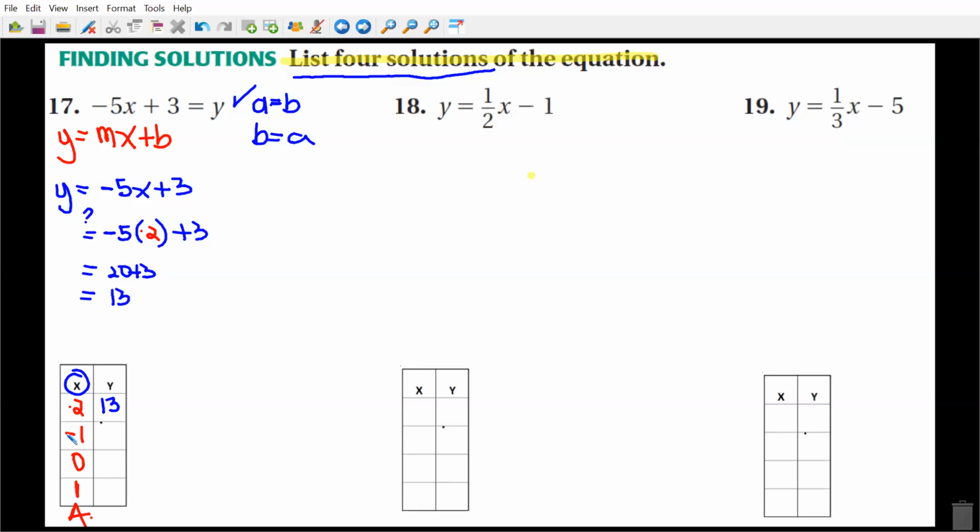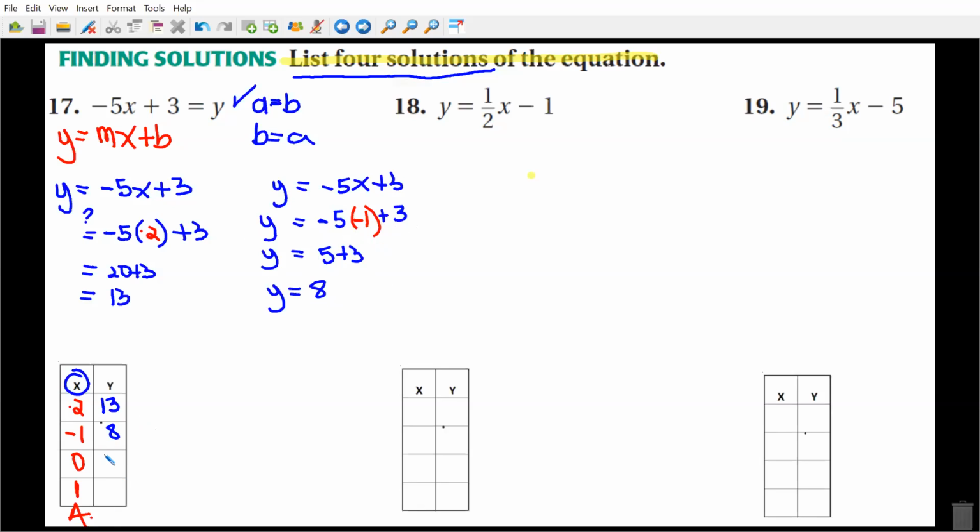Now, let's see what happens if I'm working with -1. I'm going to write again, y is equal to -5 times x plus 3. What I'm doing is replacing the x for -1. So -5 times -1 plus 3. What is the answer going to be? -5 times -1 is 5. And 5 plus 3 is equal to 8. So y is equal to 8.